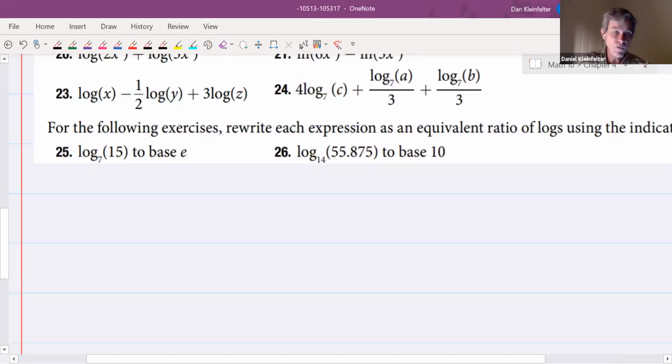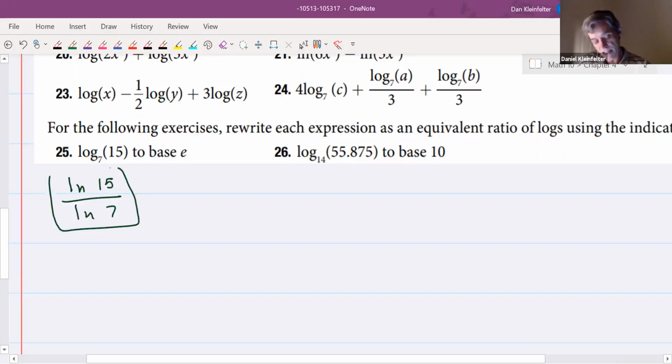In 25, we're told to use base e, so that means natural logs. So we'll have natural log 15 over natural log 7. Okay, and that is the correct answer, right? They've just asked us to rewrite this as an expression. If you want, though, you can actually go ahead and compute this. I'll do it in a minute.